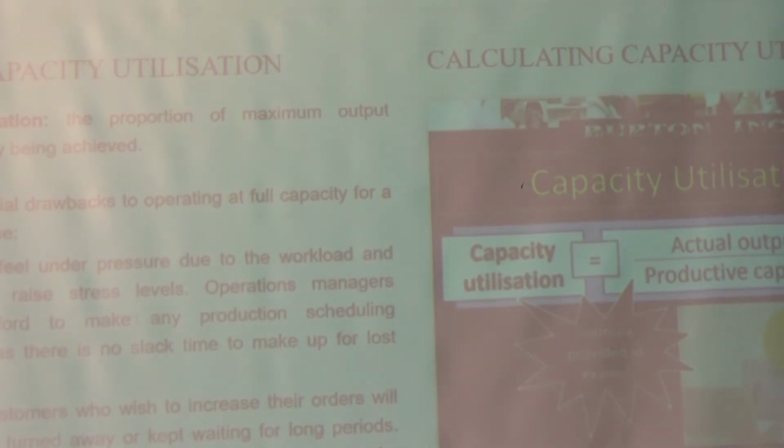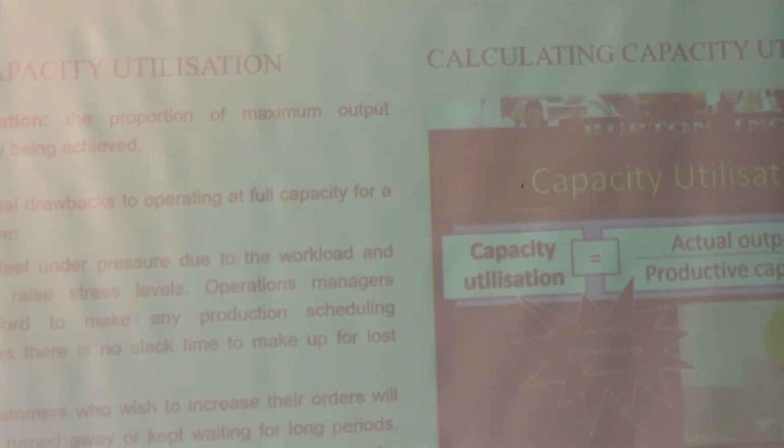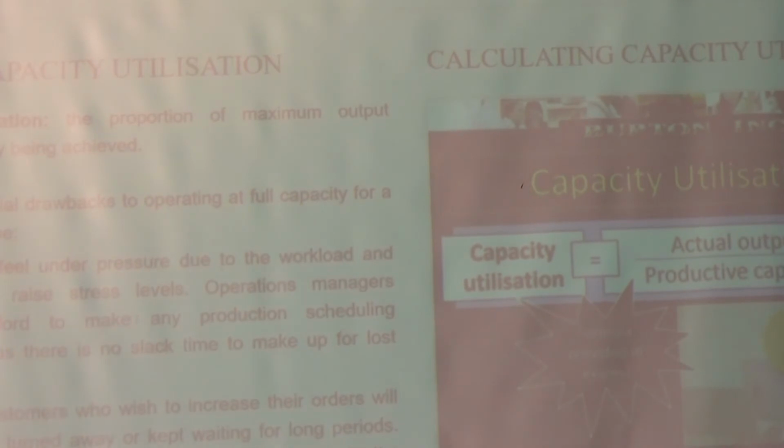So as we know, it's the percentage of the total possible production you can do. There are some drawbacks to operating at full capacity for a long period of time. For one, staff is getting stressed out. A lot of pressure, running at 100% all the time. Operations managers cannot afford to make any production scheduling mistakes too, as there's no extra time. So if you miss one deadline, everything's out of whack.